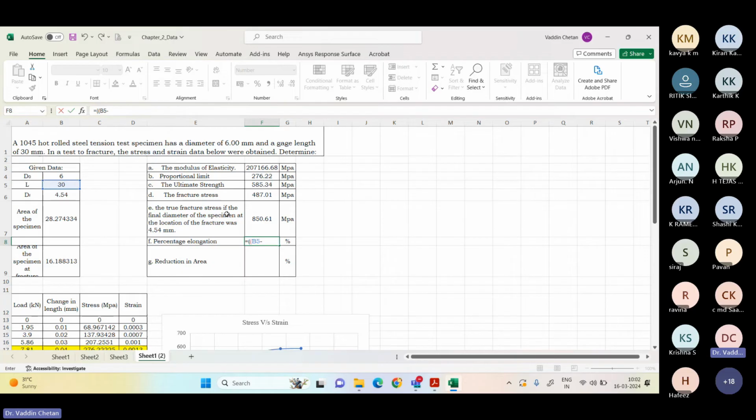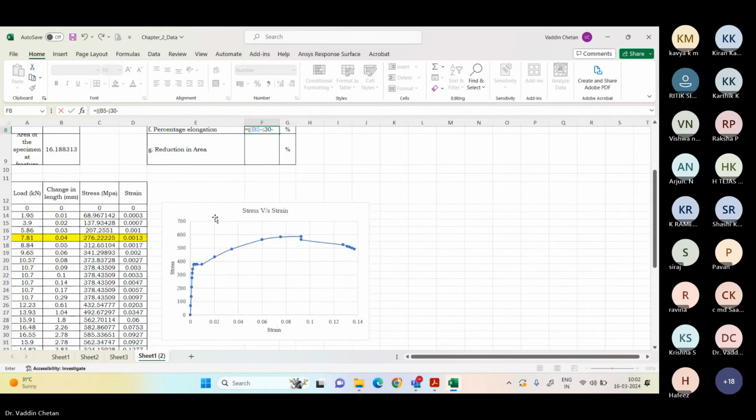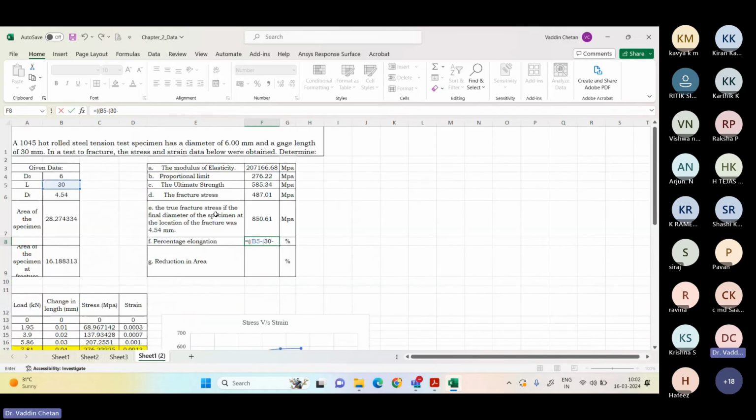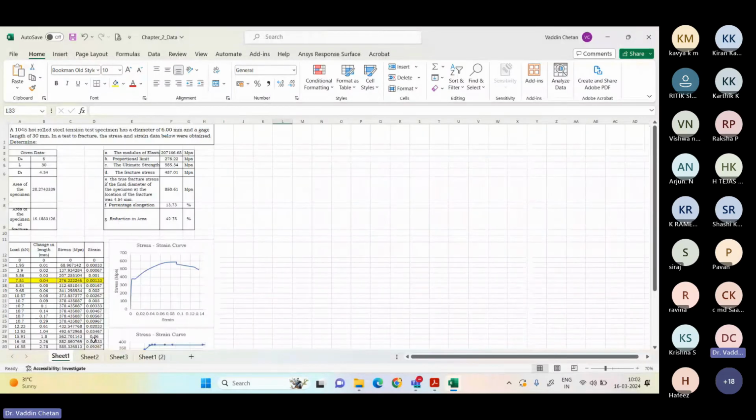So what I can take is 30 minus 4.12, right? To the original length. I can multiply it by 100. I'm going to get the percentage elongation. Right? I got the percentage elongation.